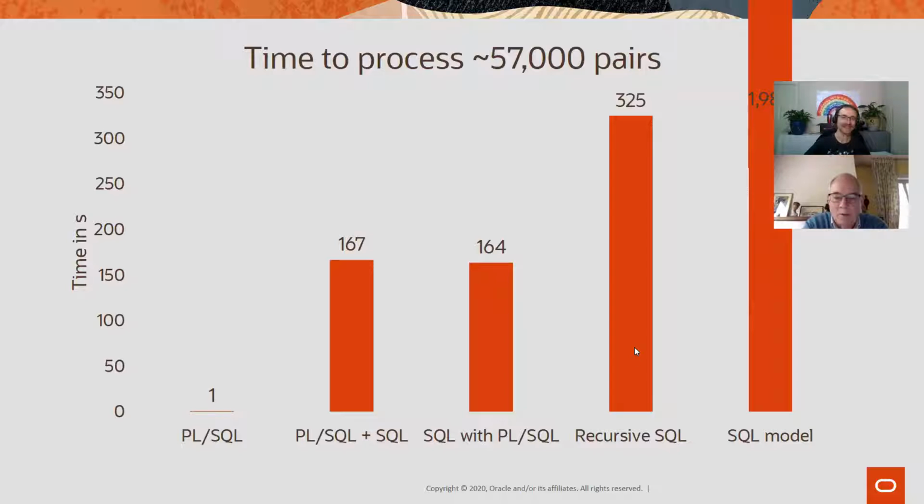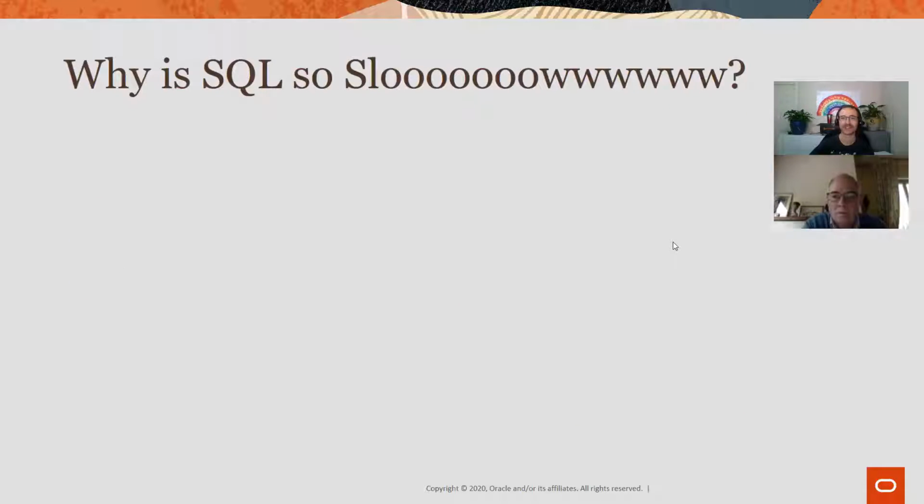Yeah. So now we've talked about the context switches, and that kind of explains why these two middle solutions, PL/SQL and SQL, or the other way around, are so much slower than the pure PL/SQL. But a lot of you, or some of you, might be surprised that this pure SQL solution ended up even slower than either of those, like twice as slow. And you're like, well, so why is that? Why is the pure SQL solution so slow?